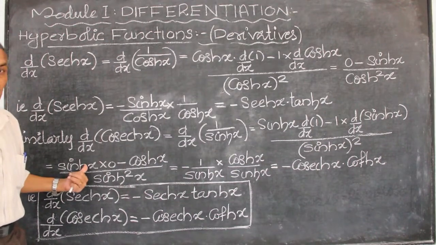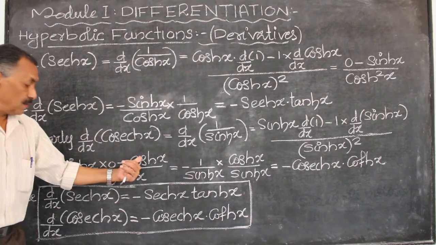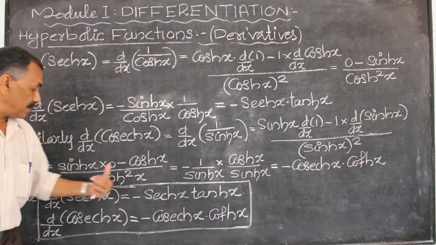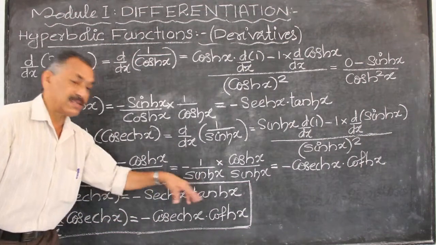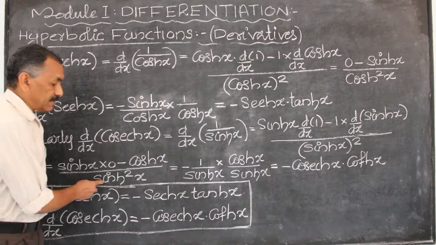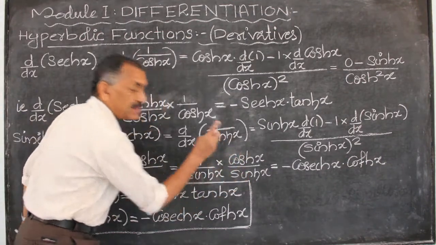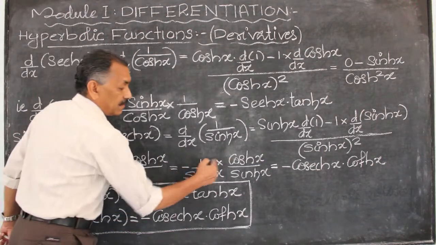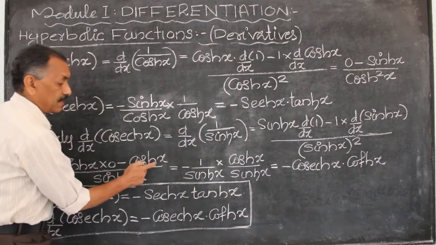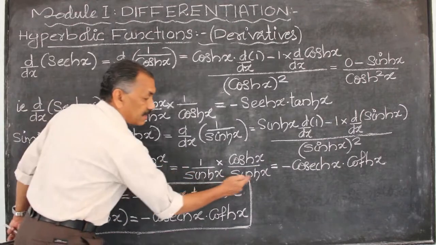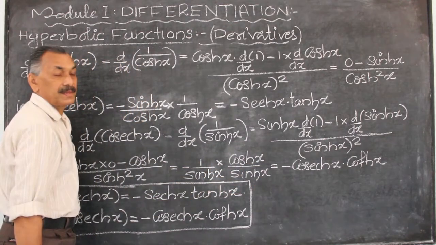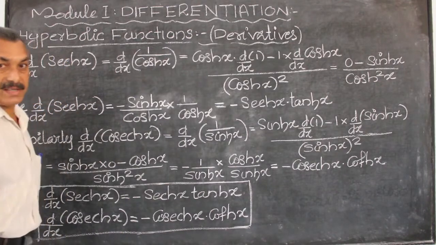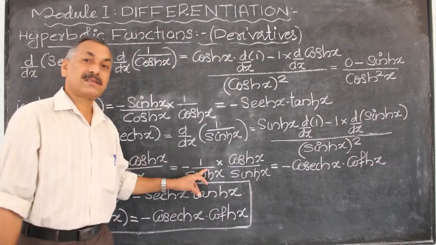Sinh square x is sinh x into sinh x. That is equal to minus 1 by sinh x into cosh x by sinh x. Multiplying, we get 1 into cosh x, minus cosh x by sinh x whole square, that is equal to 1 divided by sinh x into cosh x by sinh x. What is 1 by sinh x?